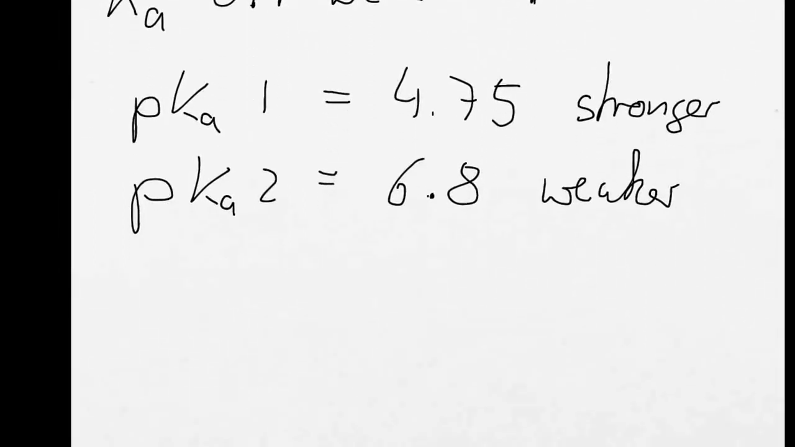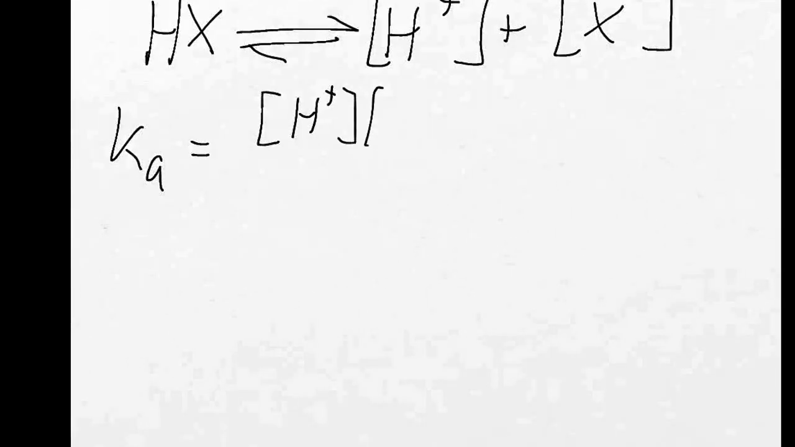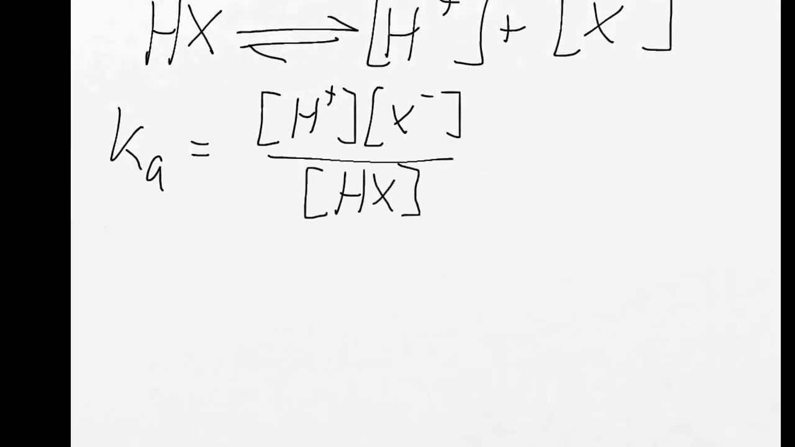Okay, now we said we can write, let's do this example again. We have HX gives us H plus and X minus. And we said we can write an equation for that. We can write Ka equals H plus times X minus divided by HX. Okay?